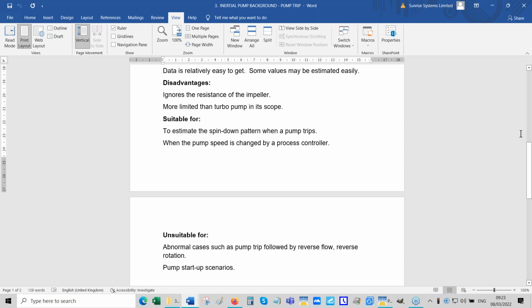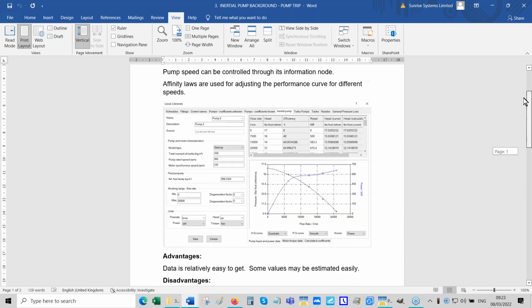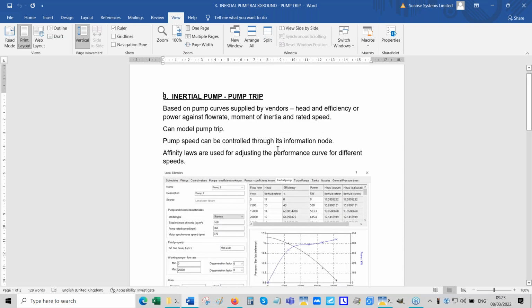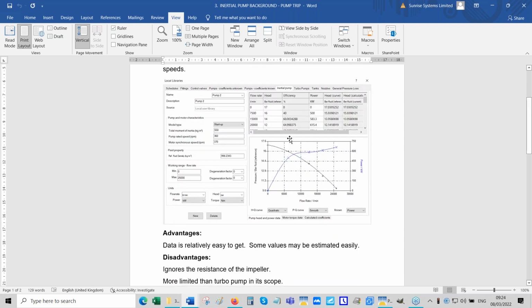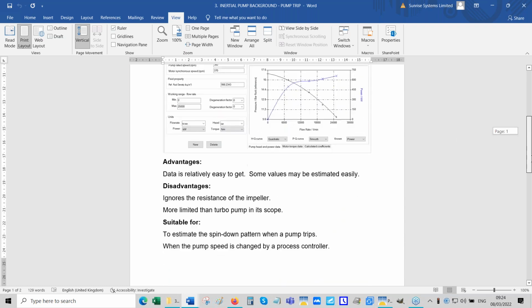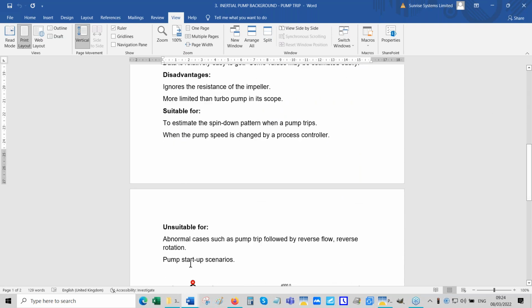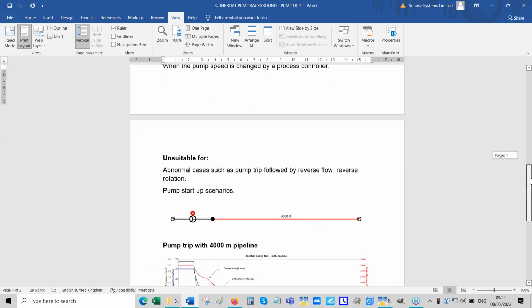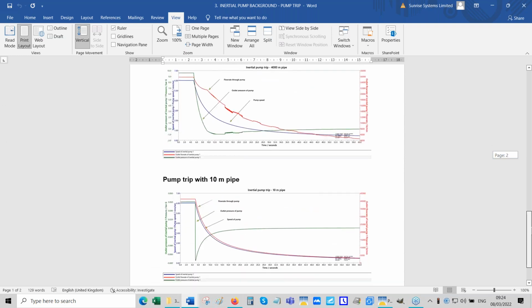And that is this pump trip case where we're only defining these two graphs. Of course, the inertial pump can calculate the startup scenario, but you will need to give a little bit more data for that. That is the next case we'll consider. These are some results.